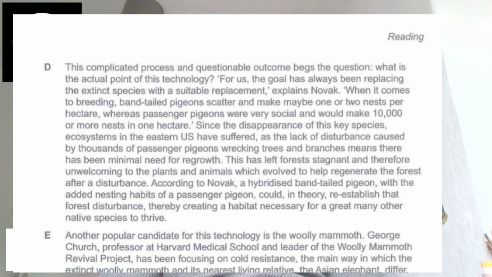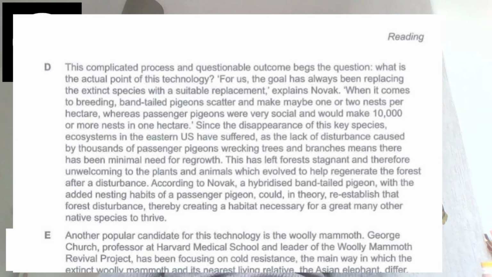The complicated process and questionable outcome begs the question, what is the actual point of this technology? For us, the goal has always been replacing the extinct species with a suitable replacement, explains Novak. When it comes to breeding, band-tailed pigeons scatter and make maybe 1 or 2 nests per hectare, whereas passenger pigeons were very social and would make 10,000 or more nests to 1 acre or 1 hectare.